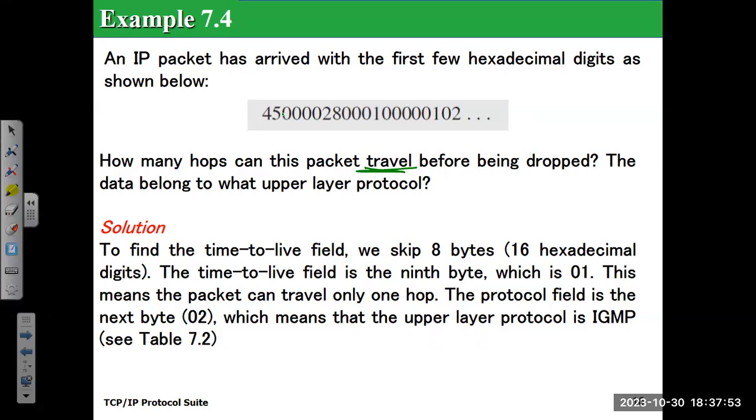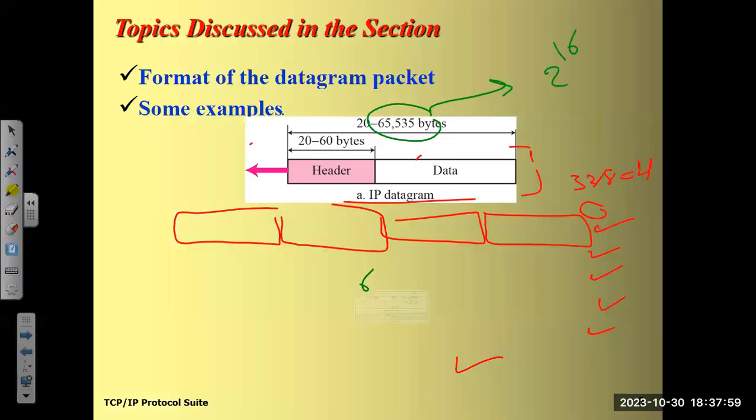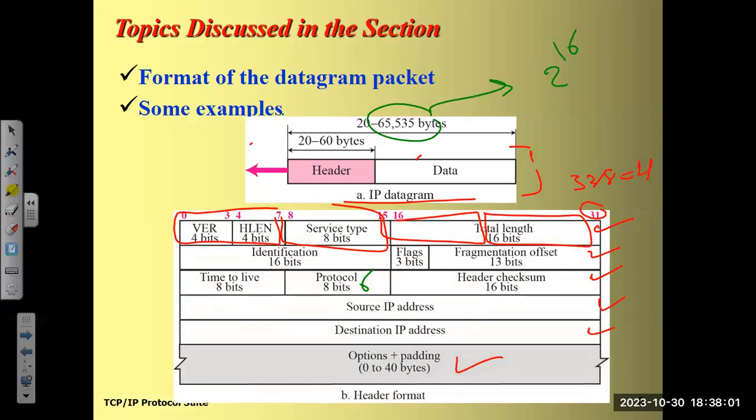So what do I have to look for? I have to look for this one. So how many hexadecimal digits do I have to jump? Okay, 1, 2, 3, 4, 5, 6, 7, 8, 9, 10, 11, 12. Okay, let me see how they do it.